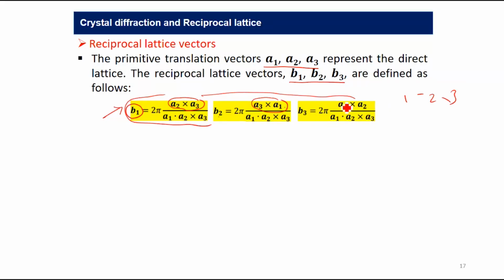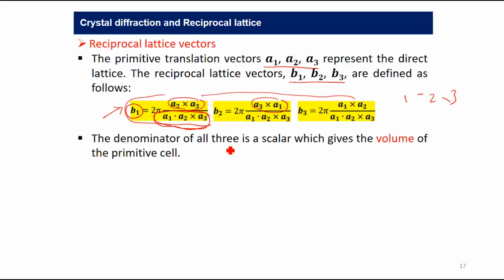Okay. Can you tell me what is this quantity? What is the physical significance of this quantity, a1 dot a2 cross a3? Volume. Yes, the denominator of all this is a scalar which gives the volume of the primitive cell. Volume of what cell? The primitive cell. That means the cell in the real space.